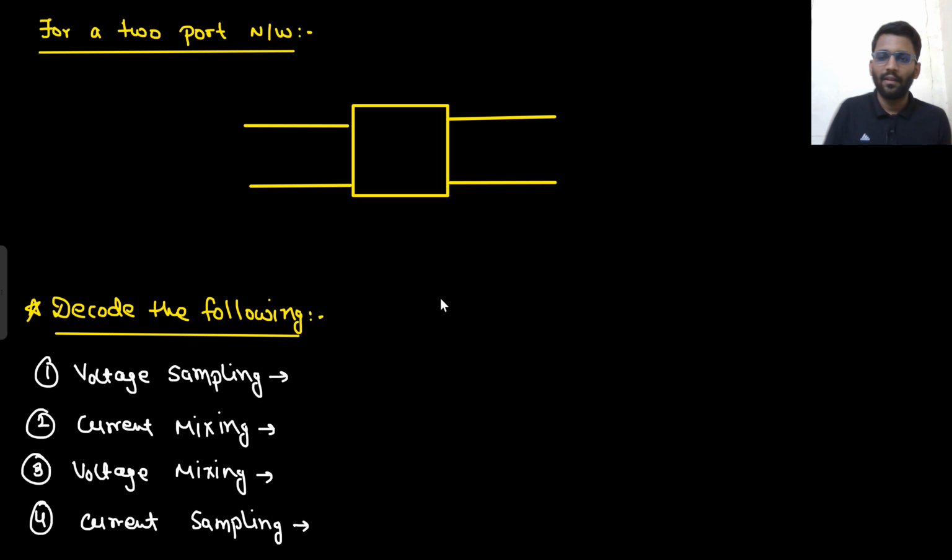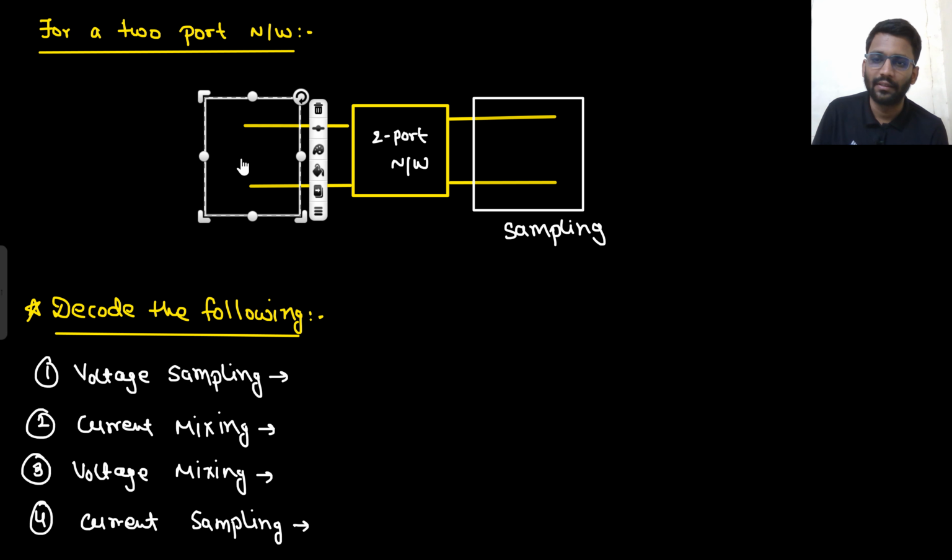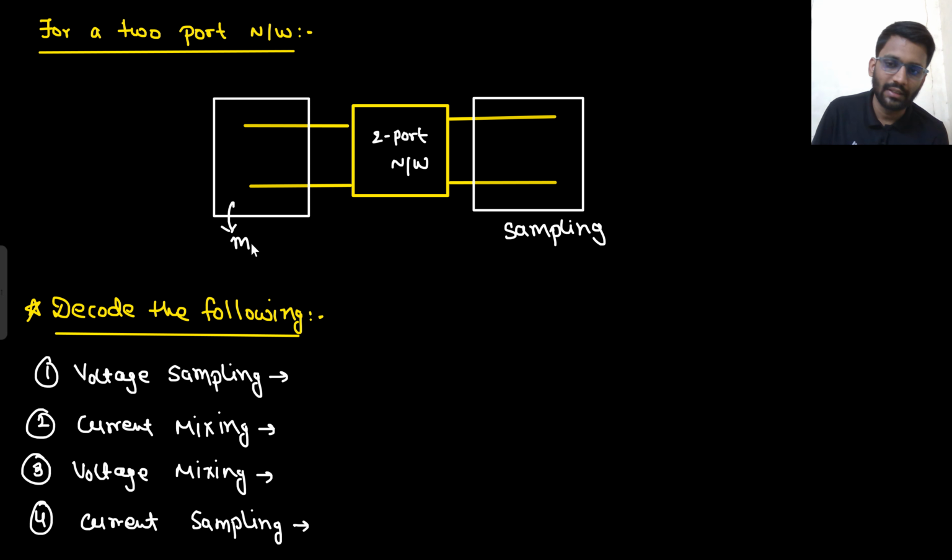So for a two-port network, this is our two-port network. I told you one thing, that at the output port you will always have the sampling, and once it is sampled, it will be mixed with the input. So at the input port you will always have the mixing. These things you can remember, right? Now let's decode the following.